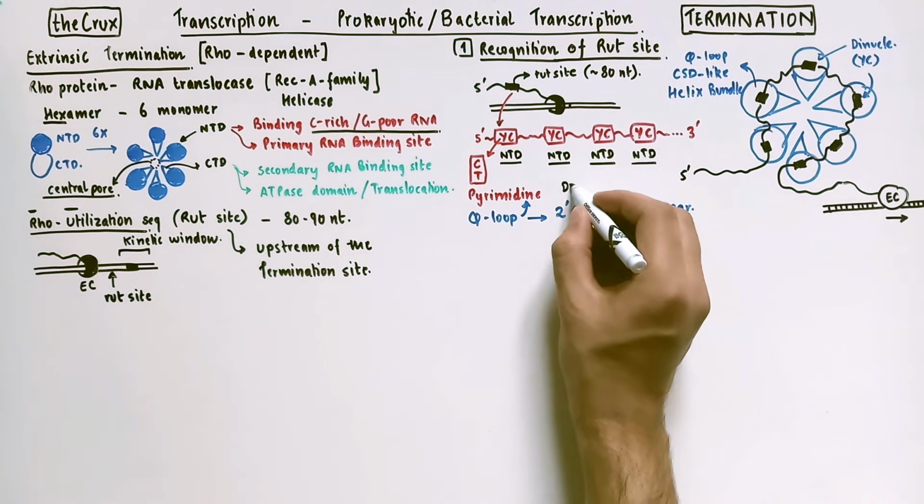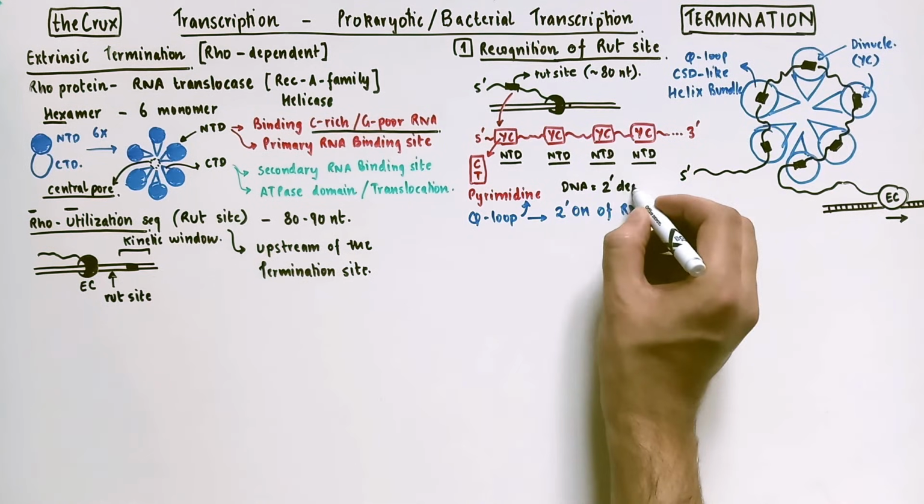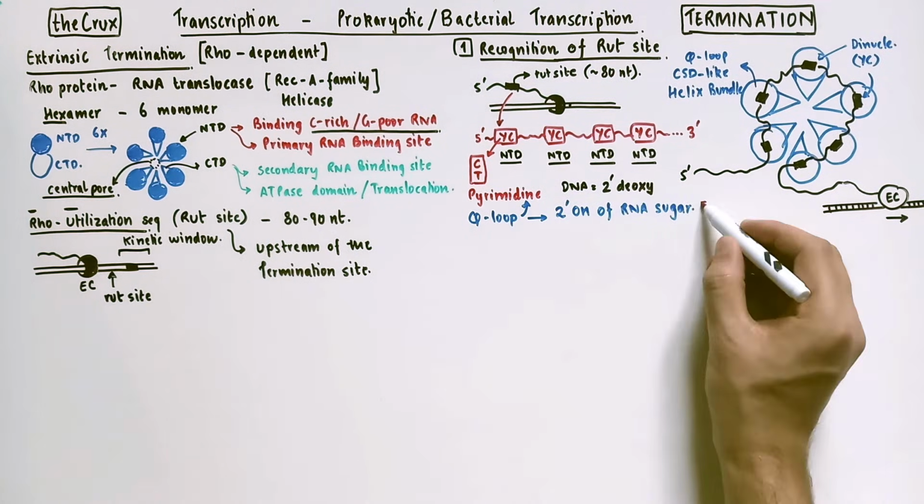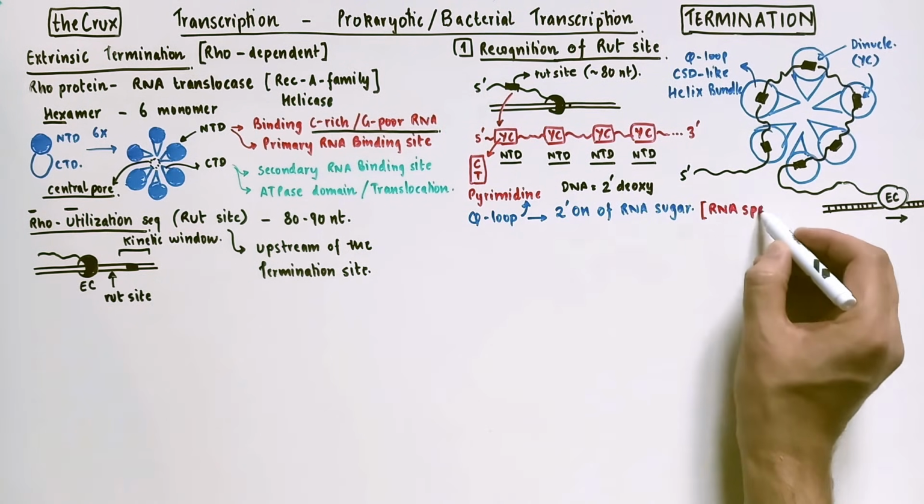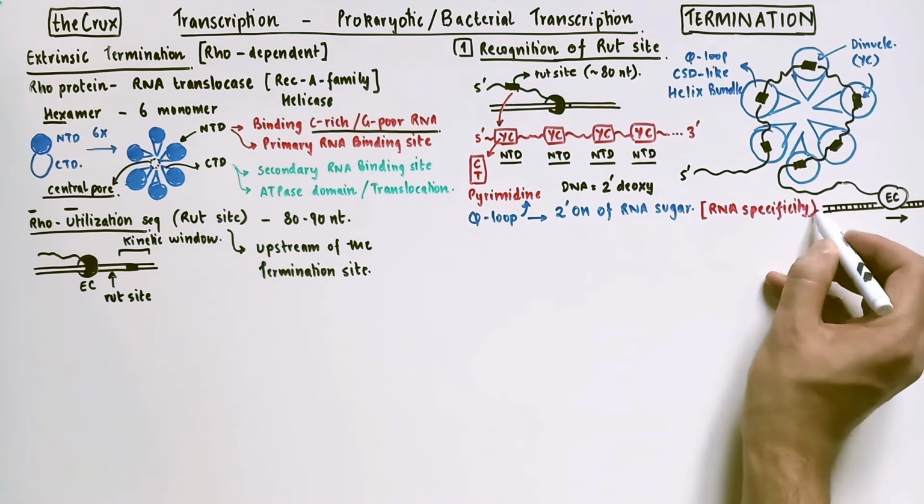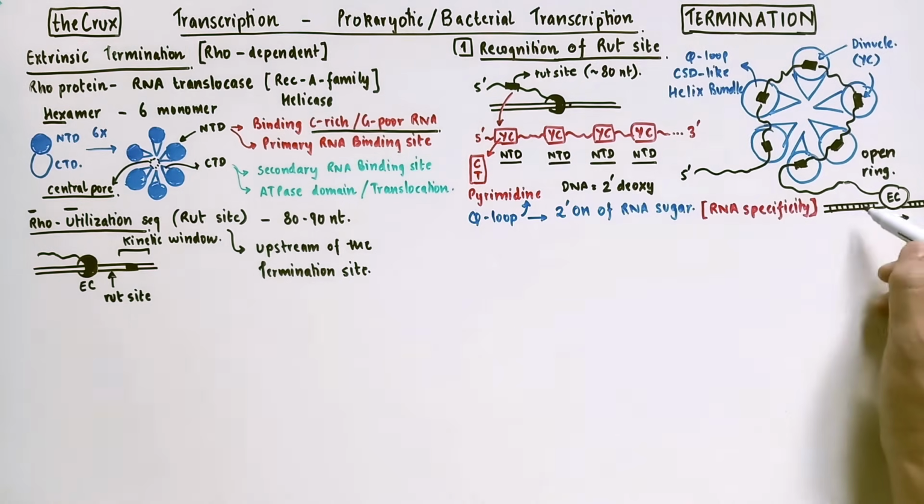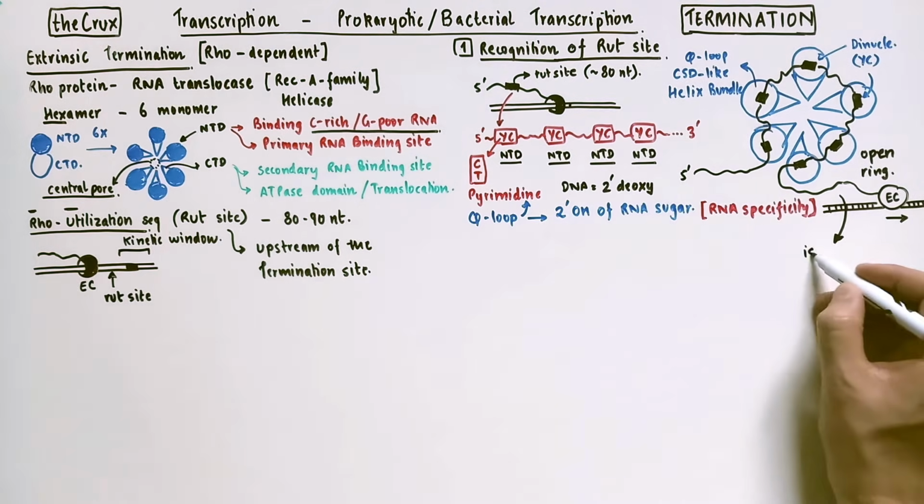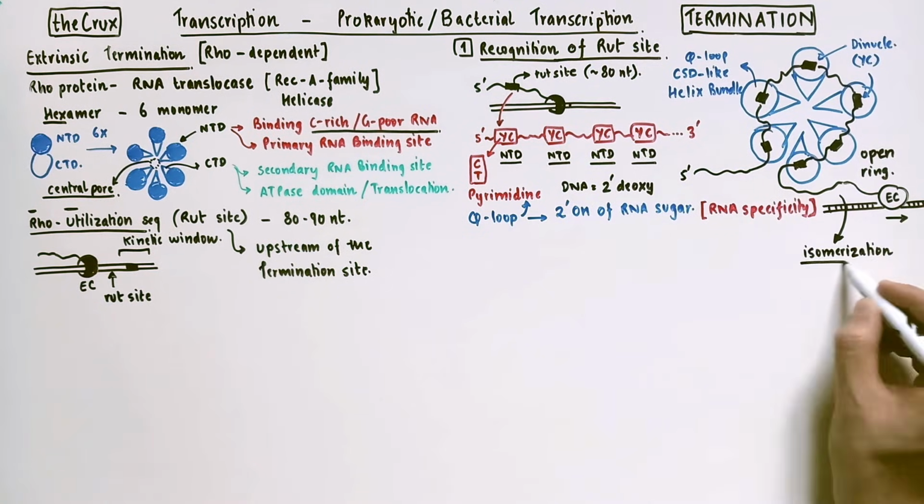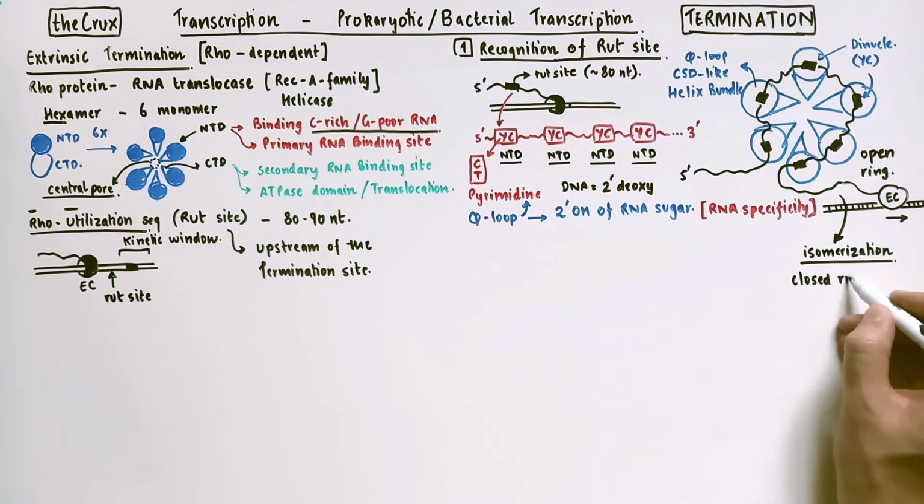Now, notice that the DNA is 2' deoxy, so it doesn't have the same sugar. Therefore, the Q loop is very much responsible for the RNA-specific interactions of the Rho protein. And this bound state of the Rho protein is called the open ring state. And this binding causes the isomerization of the Rho protein, which leads to the formation of a closed ring state.